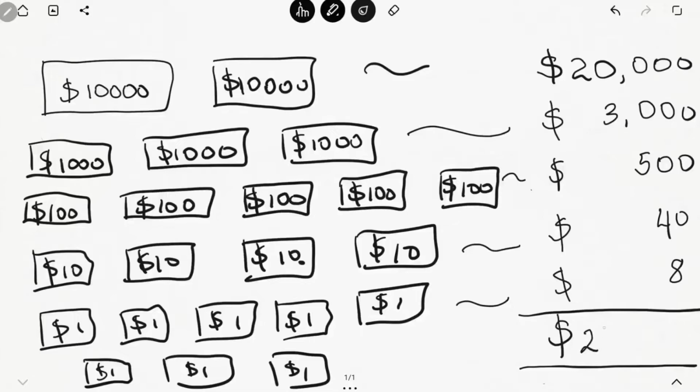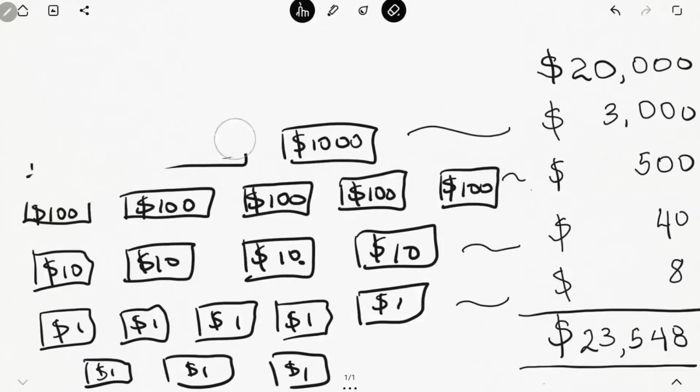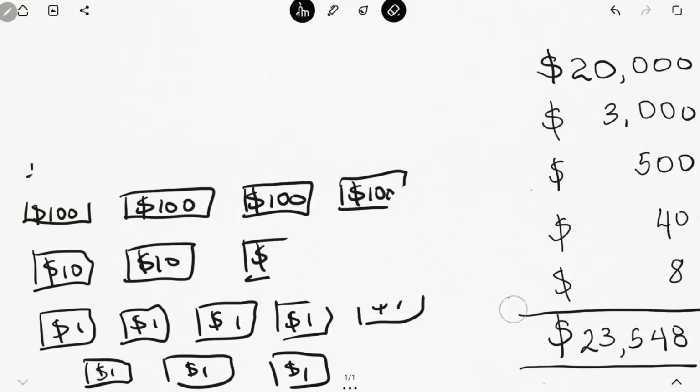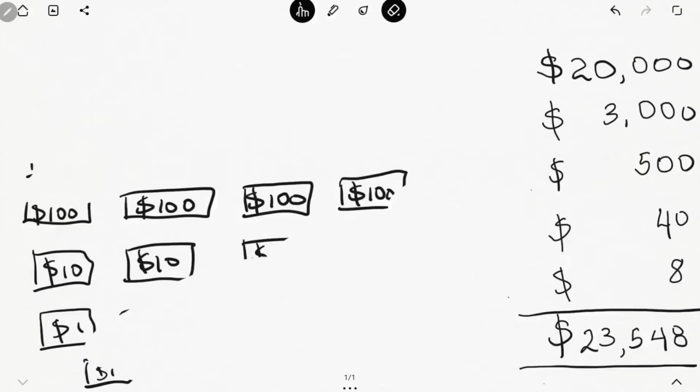You should have gotten that you have a total of $23,548. Did you get that? If you got that, give yourself a clap, pat on the back, you did it. What we're gonna see now is how to write $23,548 in words.